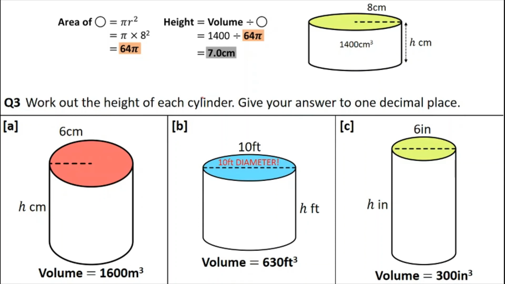Okay, if you got these right, you will have got 14.1 centimeters, 8 feet, and 10.6 inches. Be really, really careful on these. You should have been able to get those if you did exactly what we did. Find the area of the circle first, then do the volume divided by that area. Round it appropriately.